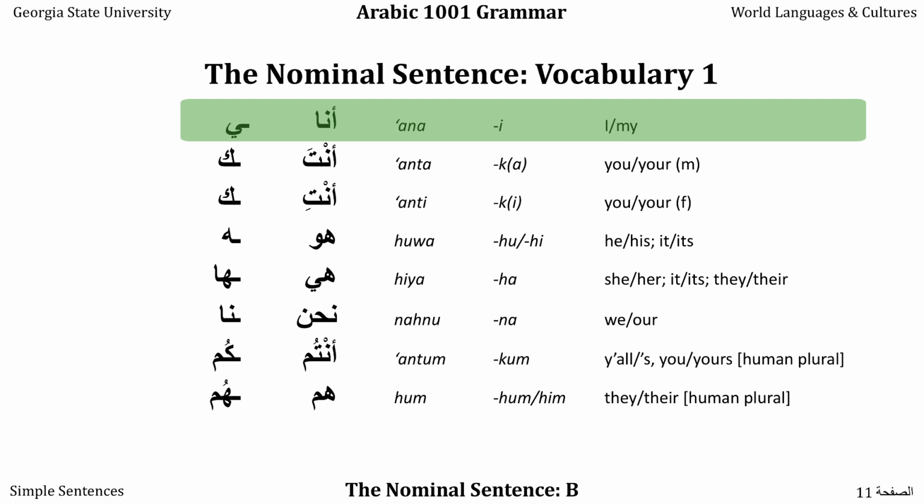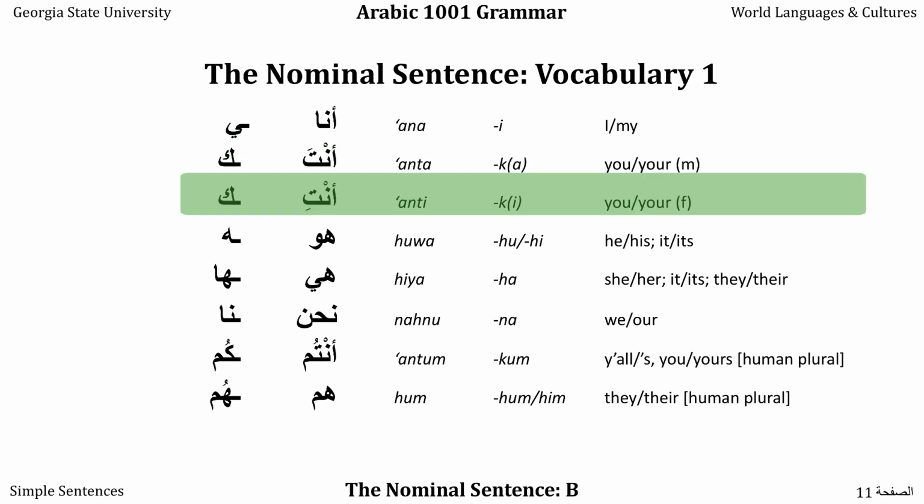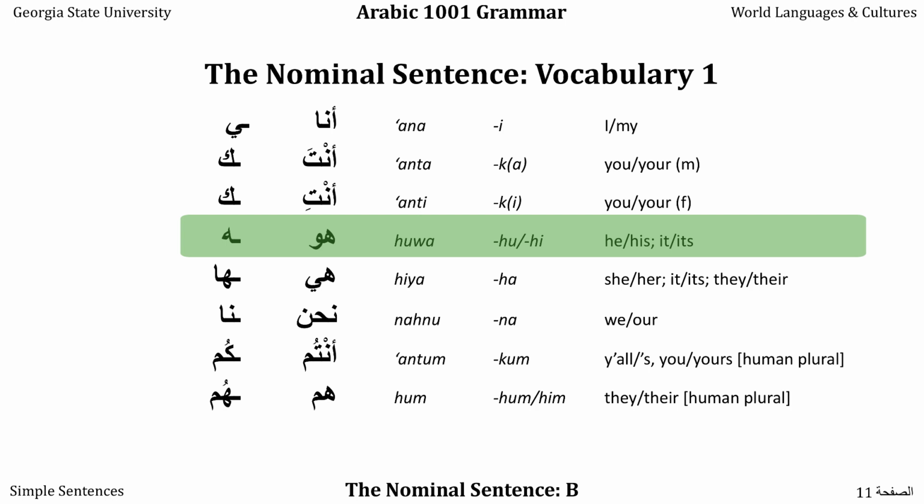Here are the possessive suffixes that go along with the major suffix pronouns. We say E for "my," and that eliminates the need for any case marking. We say ek or ka for "your" for a man. We say ik or ki for "your" for a woman, though in colloquial speech there's really no difference between the two. We use final hu for "his" or "its." This looks almost exactly like a ta marbuta except without its dots, so be very careful about that.